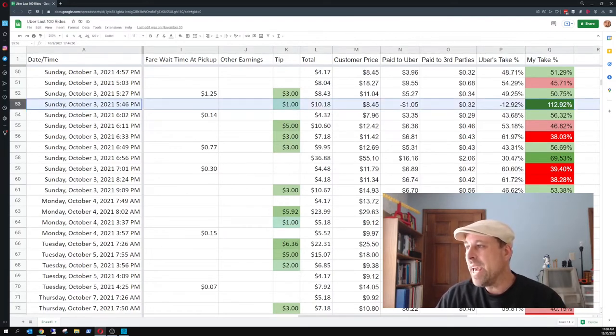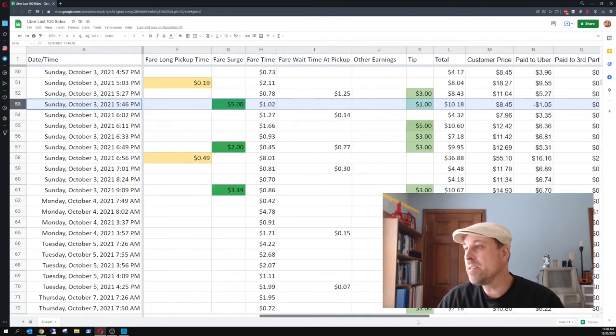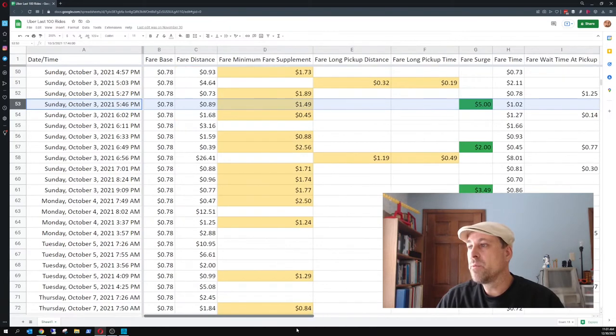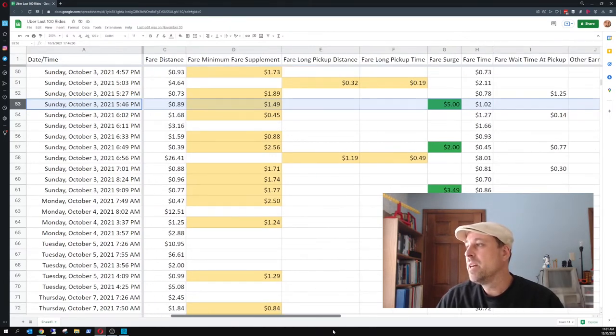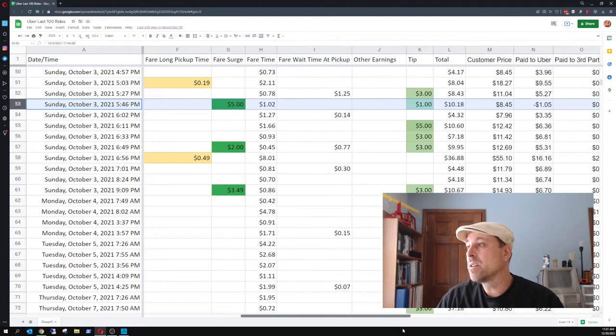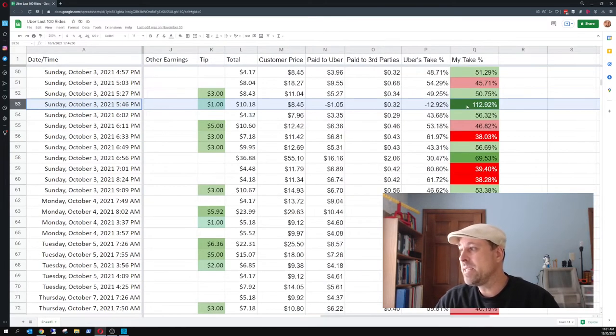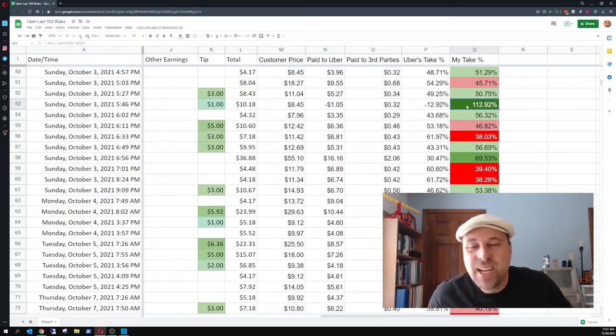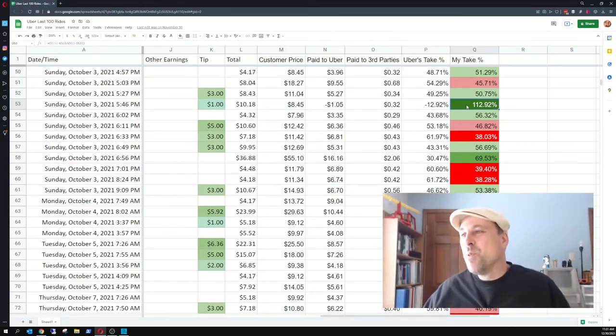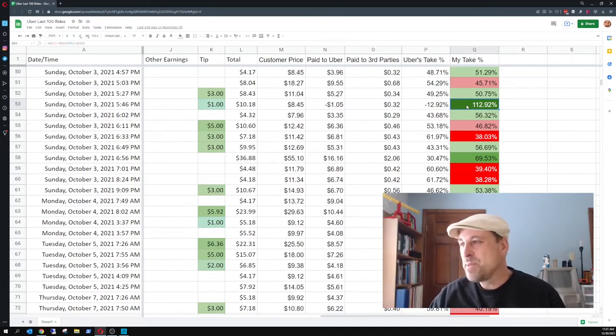Because what I think happens here is Uber probably paid this person back, or they had some kind of credit or something. So there was a $5 surge. I waited for them. I got a dollar for waiting. The total I got paid was $10. The customer paid $8.45. So they must have had some kind of gift card or something, which allowed me to take basically 113% of what the customer paid, so to speak. So I earned 113% of what the customer paid, which is pretty interesting.